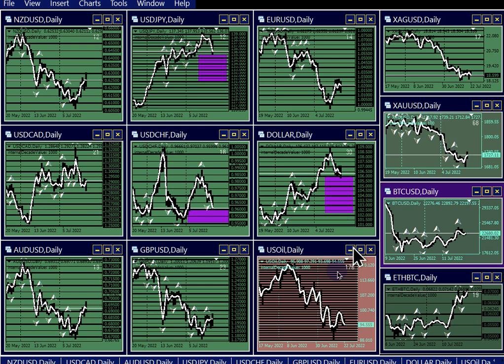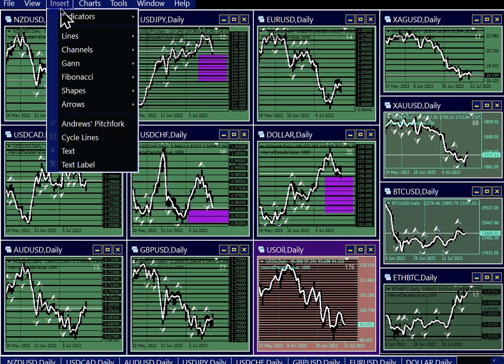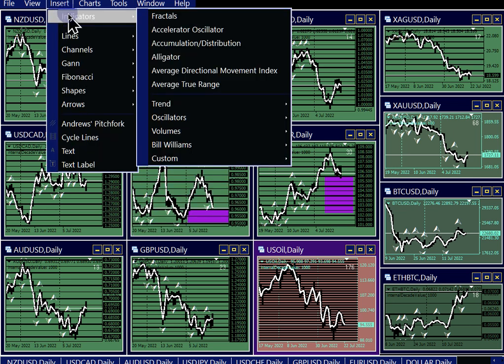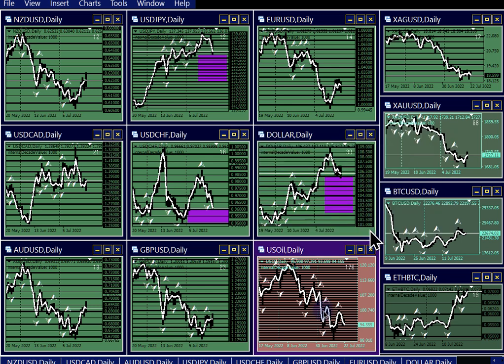The other indicator I'm running, which I got to turn on here, is under insert indicators. Go to Bill Williams. Why don't you just call himself Bill? Like Will is Bill? Duh. I just go to fractals. Apparently it's the last one I picked, so it's ready to go.